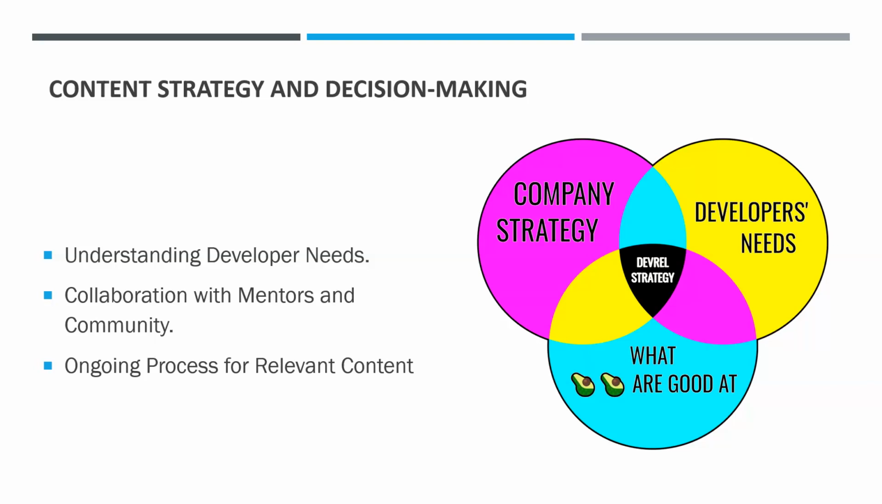So there's this diagram I'm seeing here, a pie chart or so. You can see a dev, and I put the strategy in between. So before you can create content, you must know the company strategy, you must know the developer needs, and what you are good at. So that is under creation.